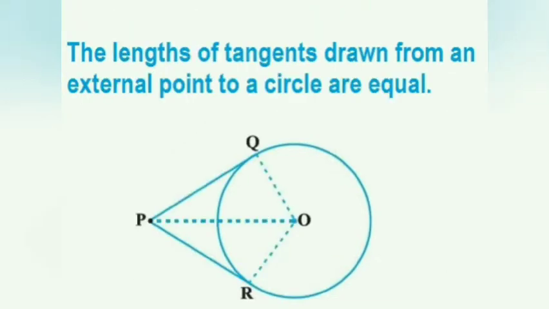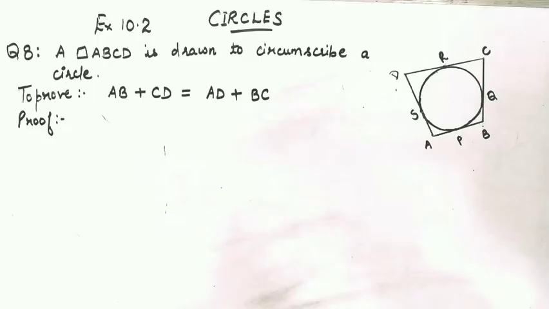Another important result is: the lengths of tangents drawn from an external point to a circle are equal. We have a circle here, O is the center, P is a point given in the exterior. So when from P, PQ and PR are tangents, these two would have equal length. As we can see from the figure, triangle OPQ and ORP must be congruent. From there we would prove the result.